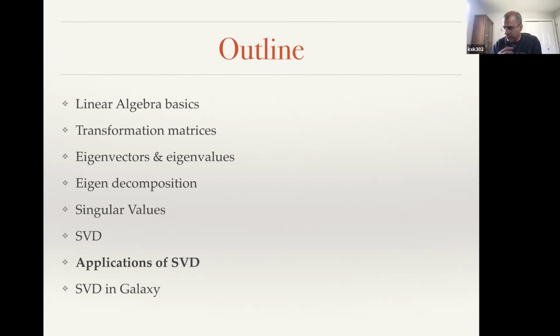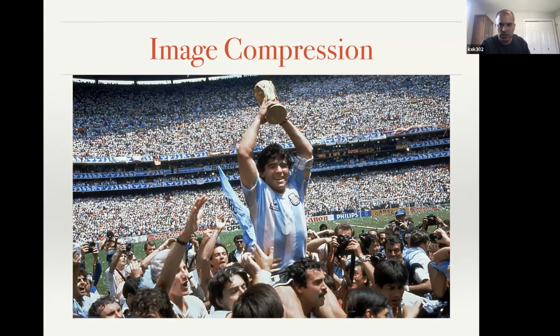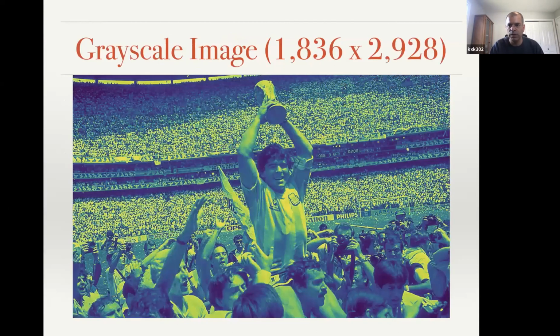Okay. So there are many applications of singular value decomposition. It could be multiple presentations themselves. One of them is to select the value of K and do approximate reconstruction of a matrix. And that is used extensively in image analysis. So this is Diego Maradona after winning the World Cup in Mexico. And what I did was I made this image grayscale. It's just easier to work with grayscale images. So we have a matrix. The matrix size is 1836 by 2928.